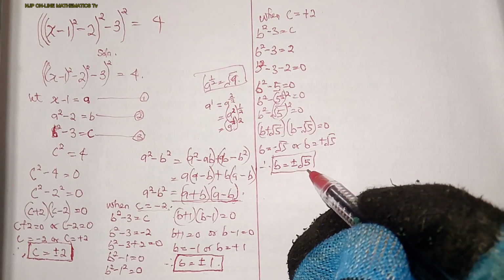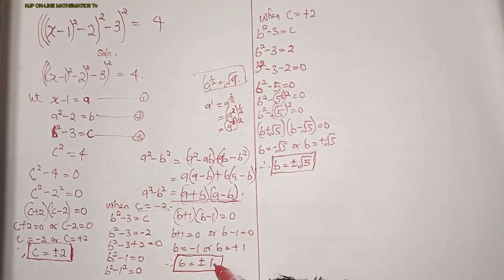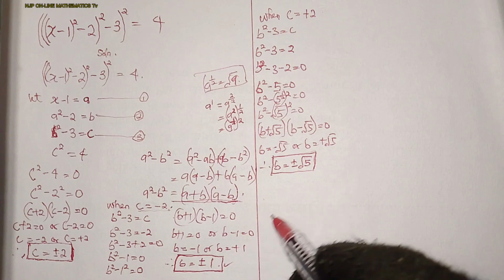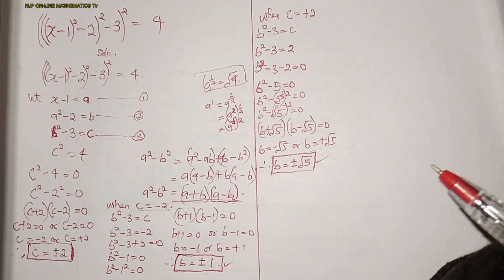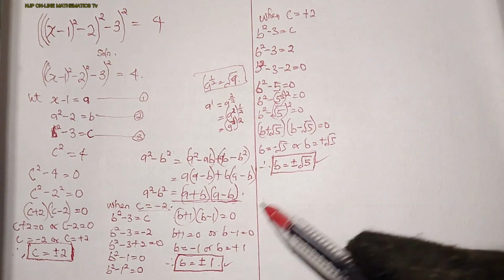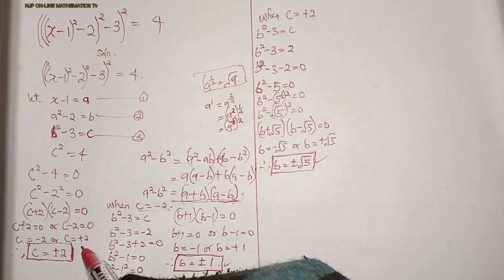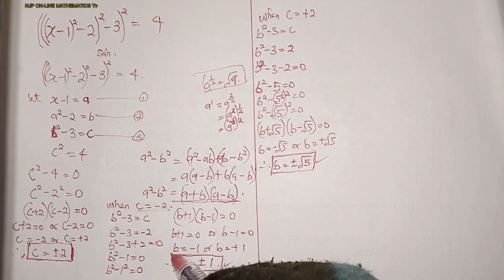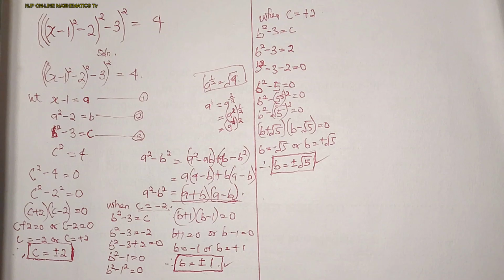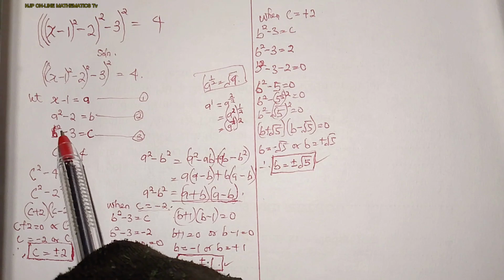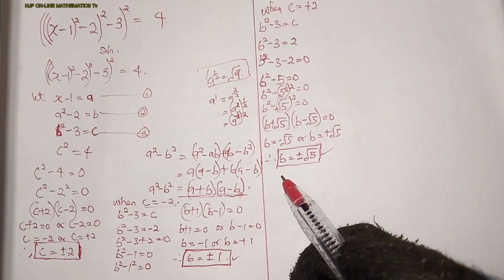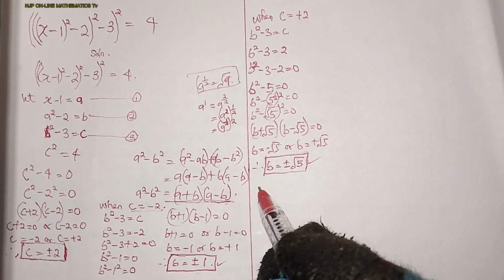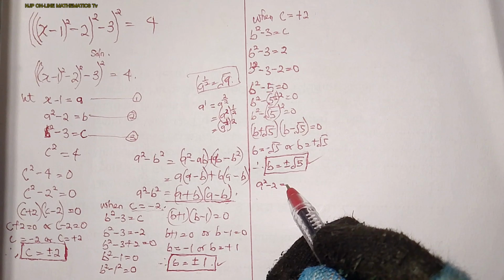This is now the second values of b that we have obtained. We obtained the first, positive or negative 1. Now we've obtained positive or negative root 5. So since we have now obtained the two values of b when c equals positive 2 and when c equals negative 2, now we have to substitute in the next equation that we are having there, which is equation 2, a square minus 2 equals b. So we are having in the second equation that a square minus 2 equals b.